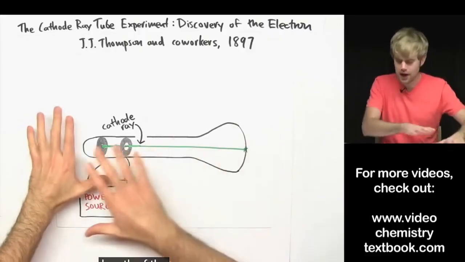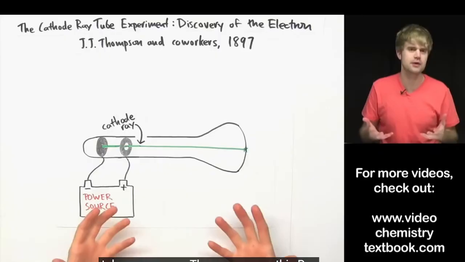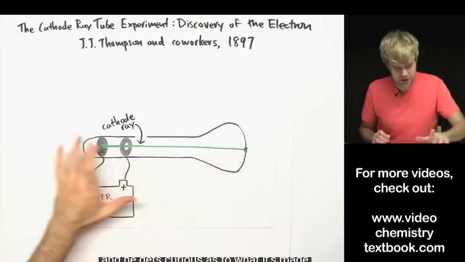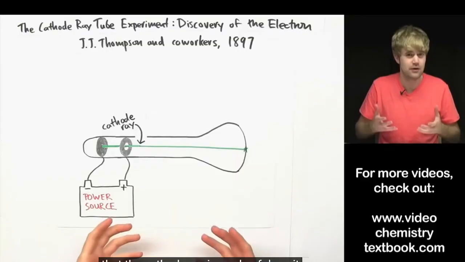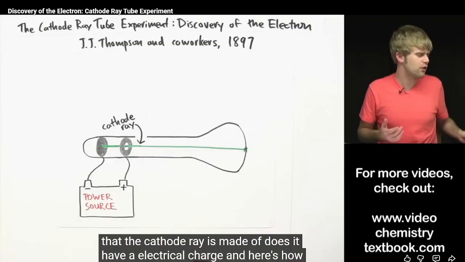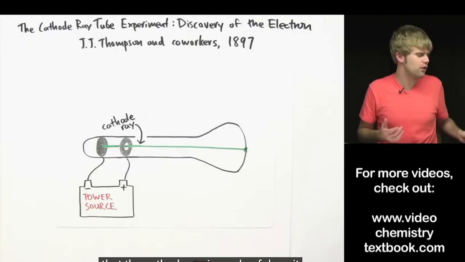Anyway, Thomson sees this ray, and he gets curious as to what it's made of. And so he asks the question, the stuff that the cathode ray is made of, does it have an electrical charge? And here's how. Do you guys know what the two electrical charges are? There's negative and there's positive. Yes. So he's wondering, don't worry if you can't see it, we'll go over it later, okay? It says power source. He says, is this ray positive?